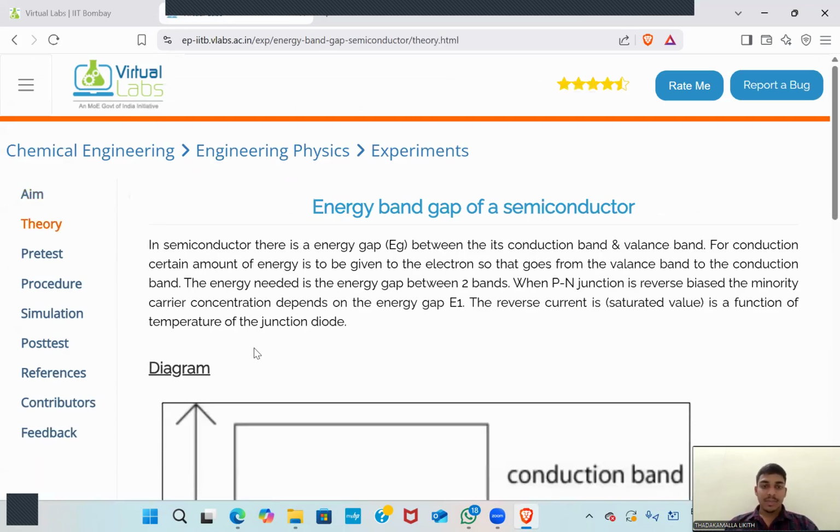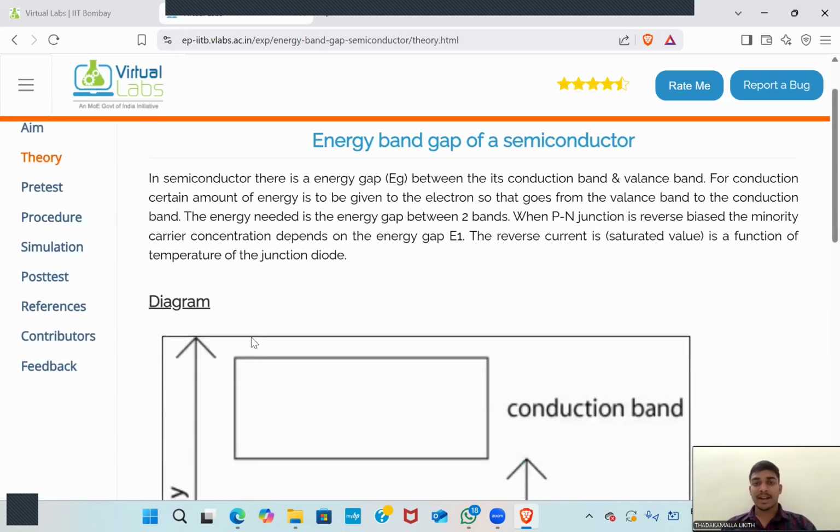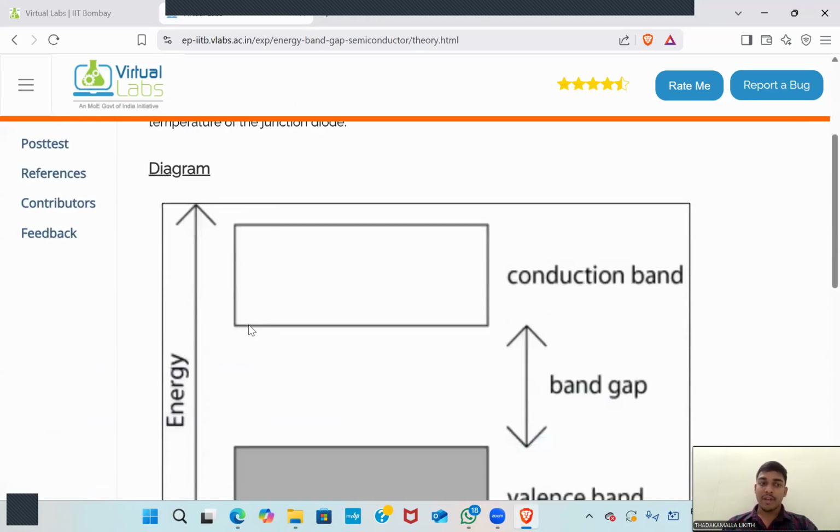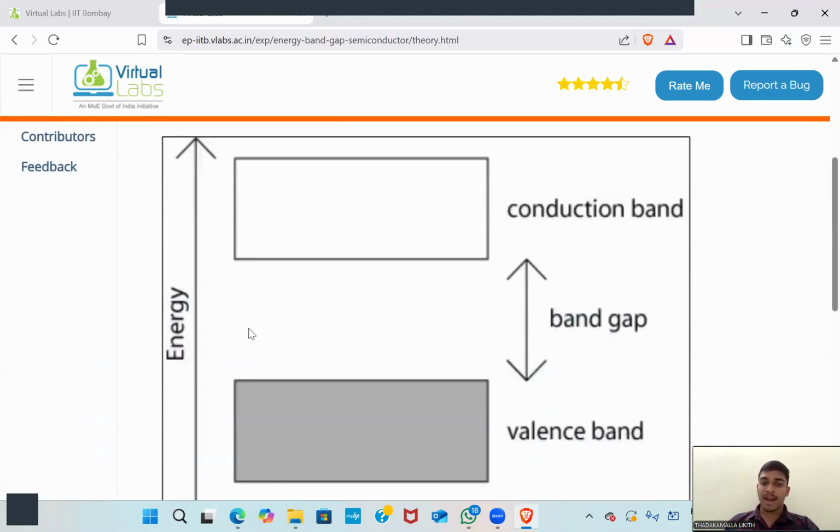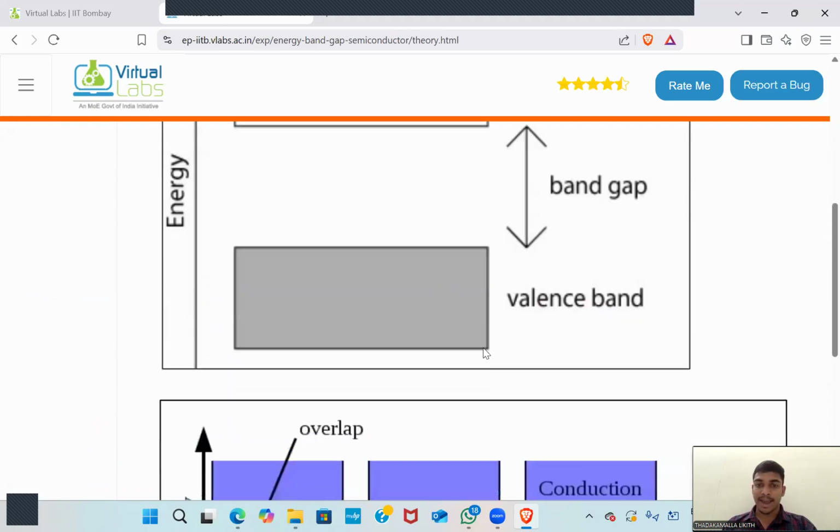Next, theory. What is the theory behind the energy gap of a semiconductor? We know in a semiconductor there are two bands. One is the valence band and another one is the conduction band. This gap is called the energy gap. The distance from the valence band to the conduction band is called the band gap.